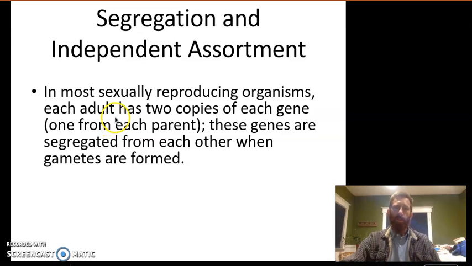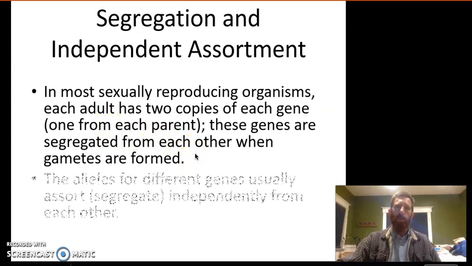And we talked a little bit about his experiment with the green and the wrinkled and the round and the yellow, how the dominant characteristics don't always stay together and how the recessive characteristics don't always stay together. So I think this one is new. So go ahead and write that down. Ask the sub to pause if you need more time.